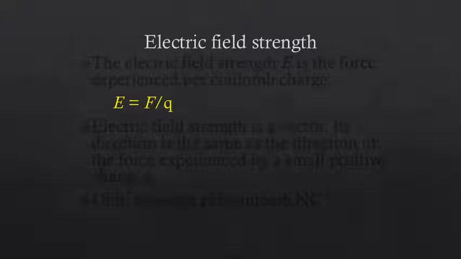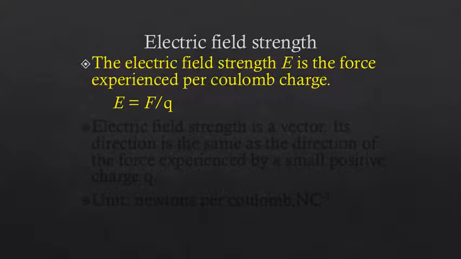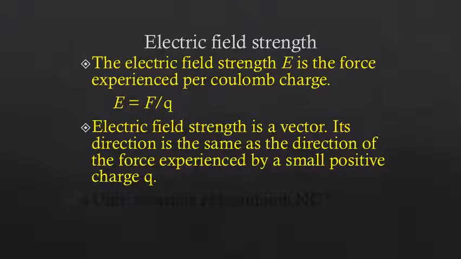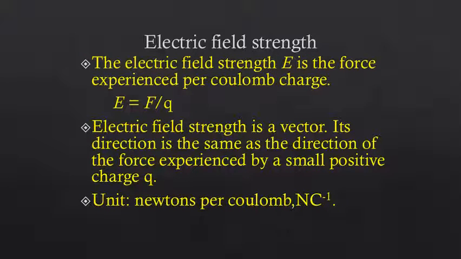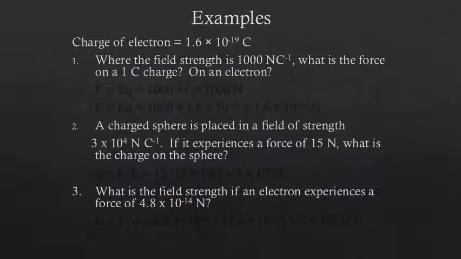So, in terms of electric field strength, the equation you have to know is E equals F divided by Q. So the electric field strength E is the force experienced per unit or per coulomb of charge, because the unit of charge is the coulomb. An electric field strength is a vector, so it has a direction as well as a size, and its direction is the same as the direction of the force experienced by that small positive charge Q. And the units are newtons per coulomb, or N C to the minus 1.